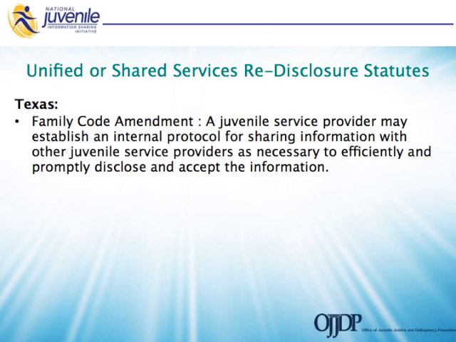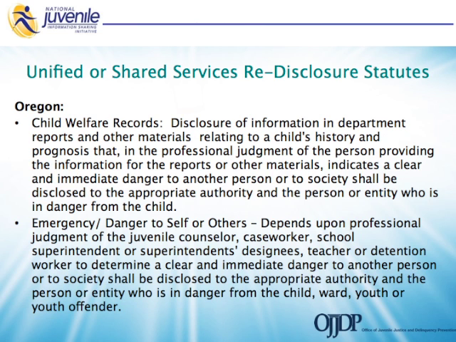Many states, some of them shown here, Texas, Oregon, North Carolina, have looked to develop some shared statutes. These shared statutes, or federal bills or state bills or policies, have looked at amending existing regulations in one way or another to allow for sharing of data. Some states, like Texas, looked to their family code and tried to establish an internal protocol to share and allow redisclosure of data to other juvenile justice service providers to efficiently and promptly process and administer services to the juveniles.